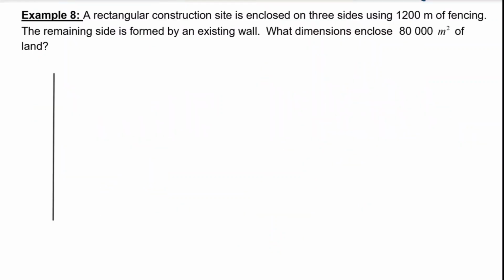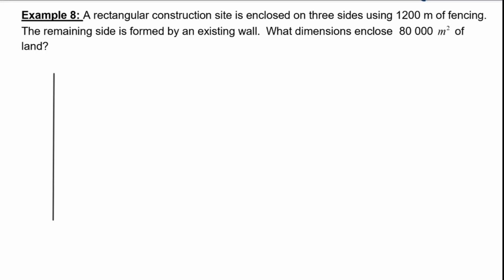On to our final example. We have a rectangular construction site enclosed on 3 sides using 1,200 meters of fencing. The remaining side is formed by an existing wall. What dimensions enclose 80,000 meters squared of land?